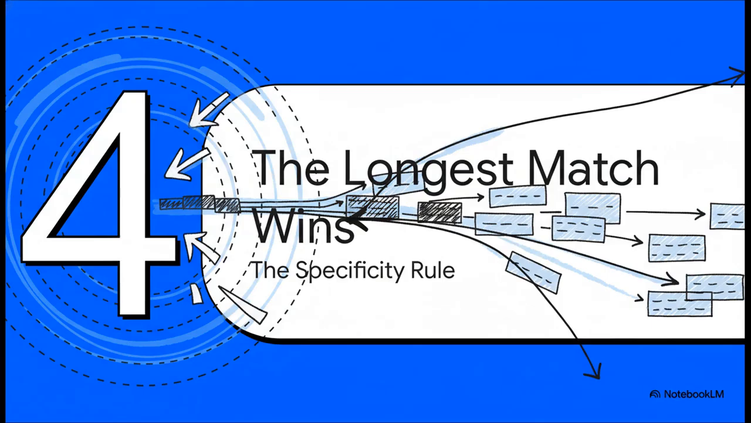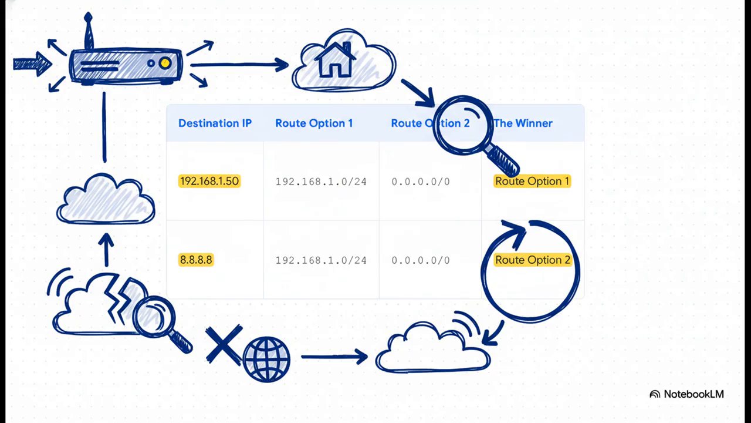But this brings up a really good question. If that 0.0.0.0/0 route matches every possible address, why doesn't it just hijack all the traffic? I mean, why doesn't data meant for your printer accidentally get sent out to the internet? It's because routers live by one simple golden rule. The most specific route always wins.